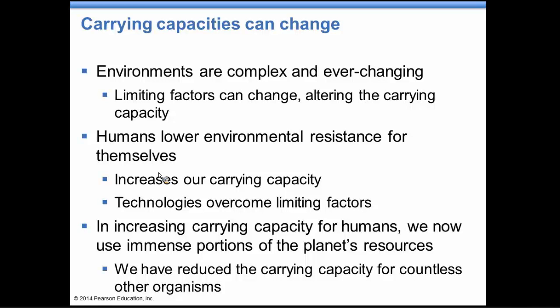In increasing carrying capacities for humans, we now use an immense proportion of the planet's resources. And what this does is, so the planet is finite. When we take the resources for ourselves and increase our carrying capacity, we're taking these resources from another species, and we're lowering the carrying capacities for these other organisms.